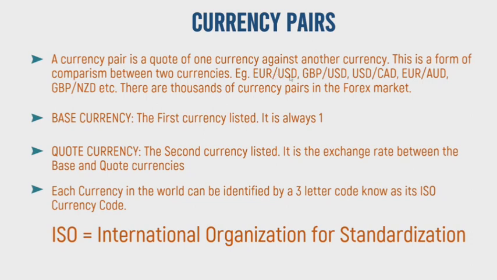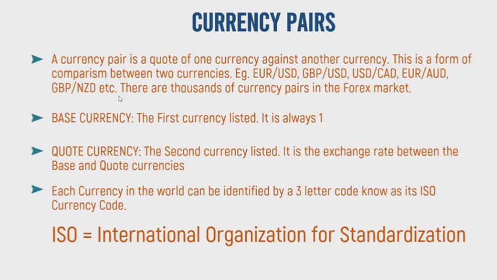This is EUR/USD, that's euro against the dollar, and then this is GBP/USD. That's the Great Britain pound against the US dollar. We have USD/CAD, the US dollar against the Canadian dollar. We have EUR/AUD, that's euro against the Australian dollar. We have GBP/NZD, that's the Great British pound against the New Zealand dollar. And we have a lot more currencies.